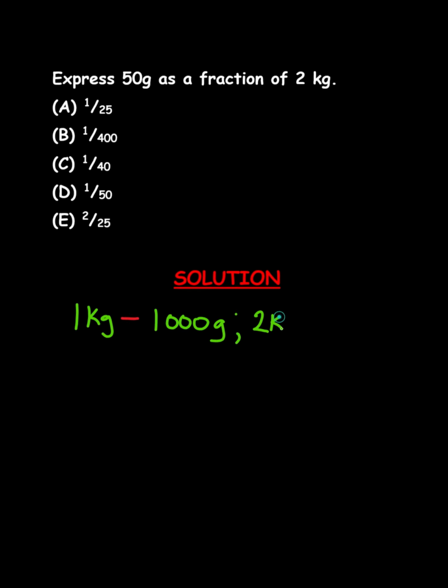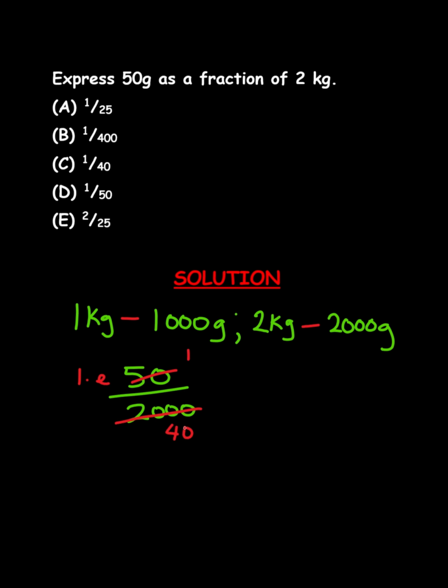Then 2 kilograms equals 2,000 grams. That is, to express 50 grams as a fraction of 2,000 grams gives 50 grams divided by 2,000 grams. Divide both the numerator and denominator by 50. 50 divided by 50 gives 1. 2,000 divided by 50 gives 40. Which equals 1 over 40. The correct answer is C.